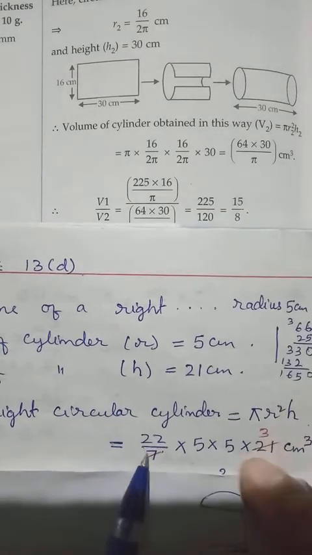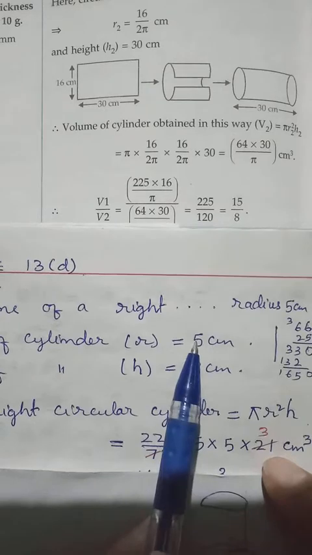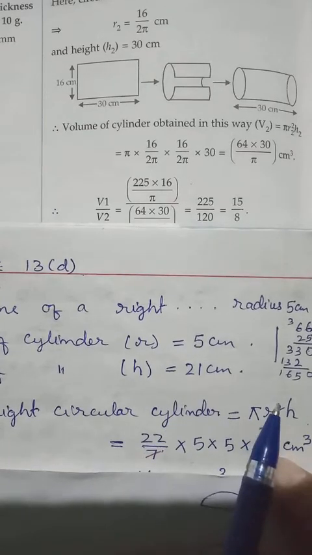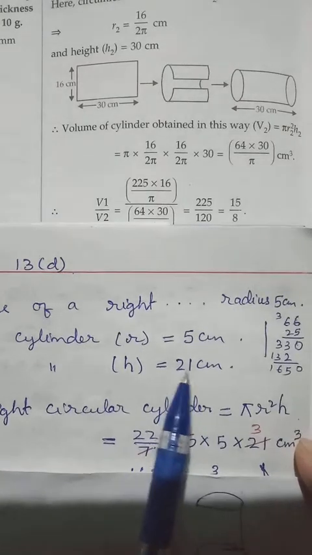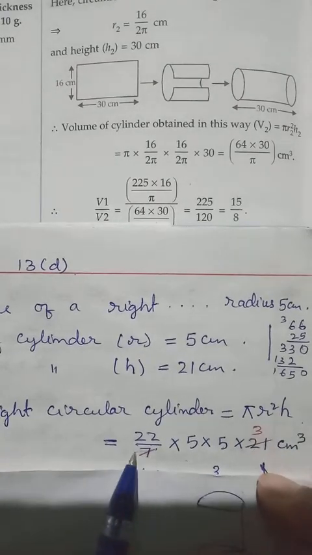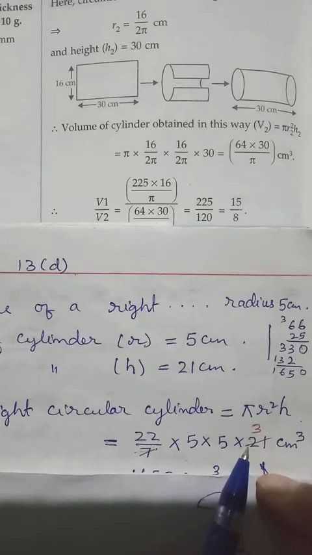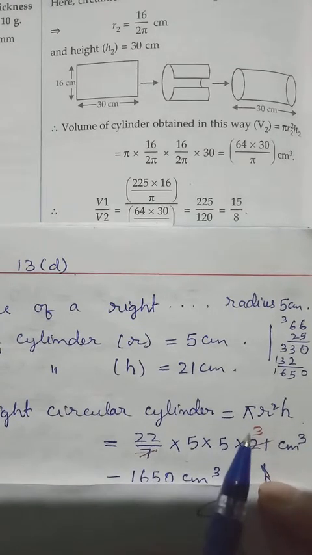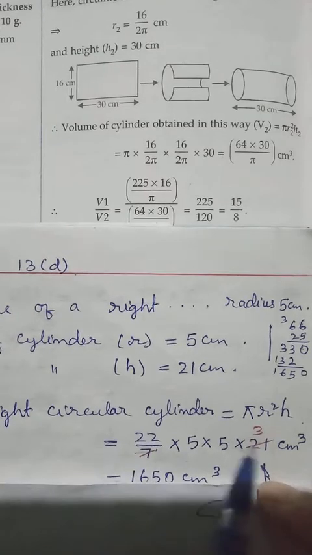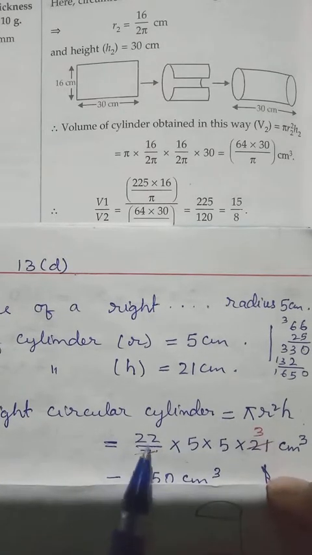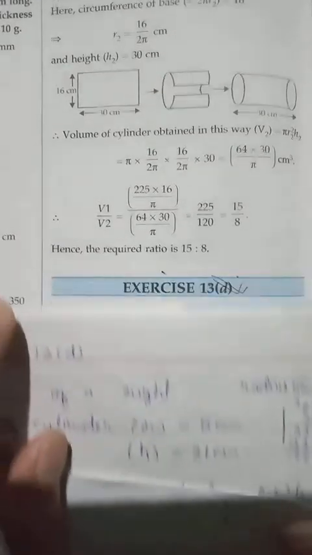Pi we know 22 by 7. r we have here 5. We have r square, so we can write 5 into 5. Then h we know it is 21. So here 7 you can divide into 21. Then now the remaining is only to multiply. Please complete it yourself. When you finish multiplying, that will be the answer.